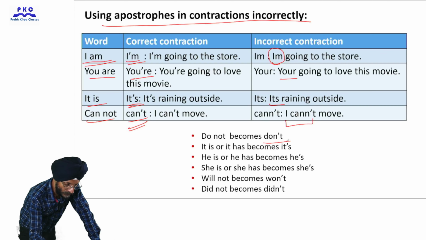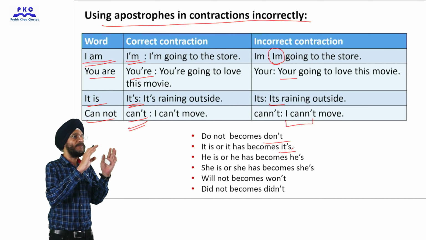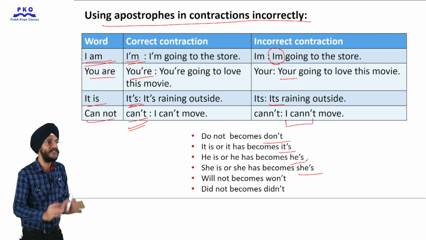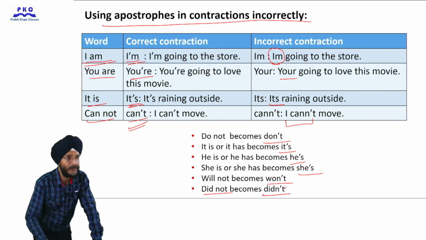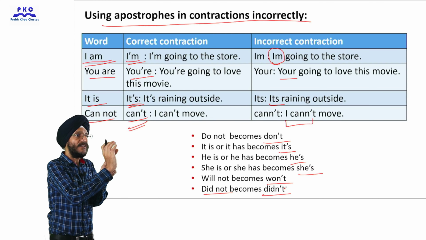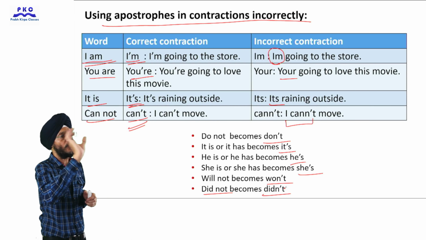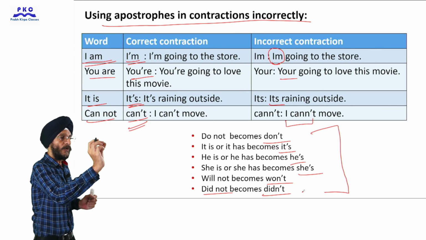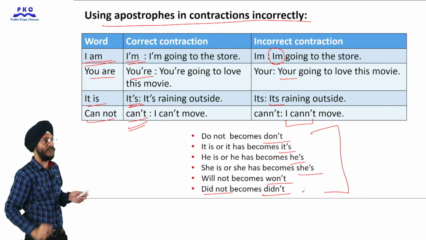Do not becomes don't. It is or it has becomes it's. He is or he has becomes he's. She is or she has becomes she's. Here is, these are the contractions. Will not becomes won't. Did not becomes didn't. These are the contractions, the way in which words are written in contraction form by using apostrophes. In all these words, we have used apostrophes to form contractions.